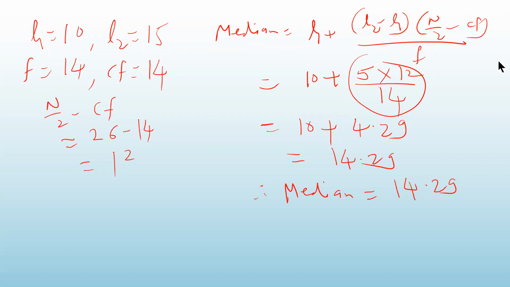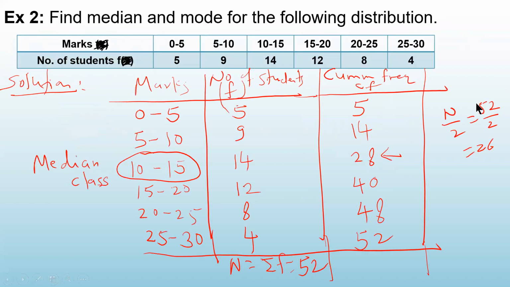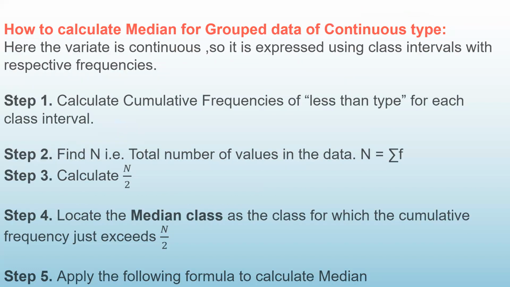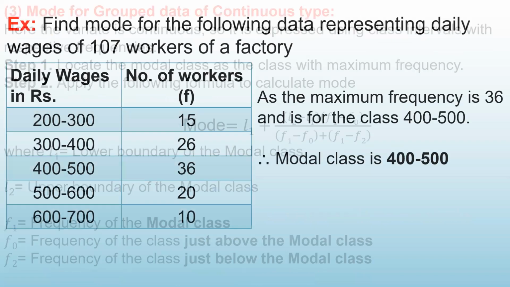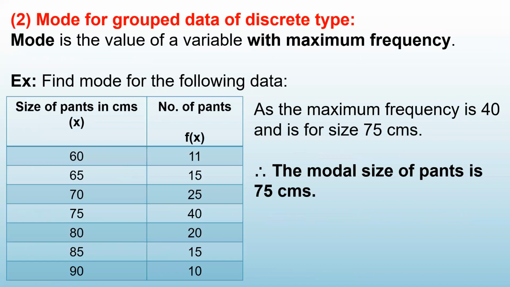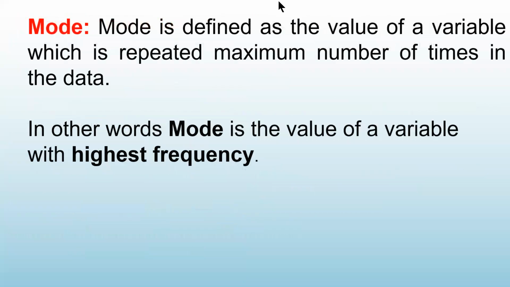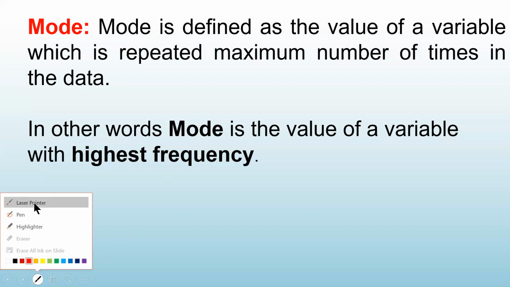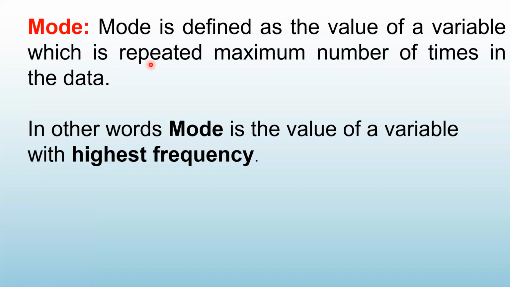Now today's topic is mode. So let us see what is mode. Mode is one more measure of central tendency. Mode is defined as the value of the variable which is repeated maximum number of times in the data.